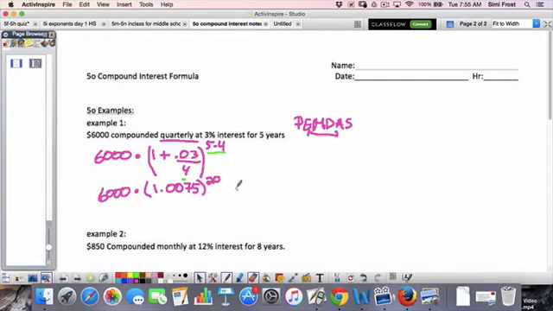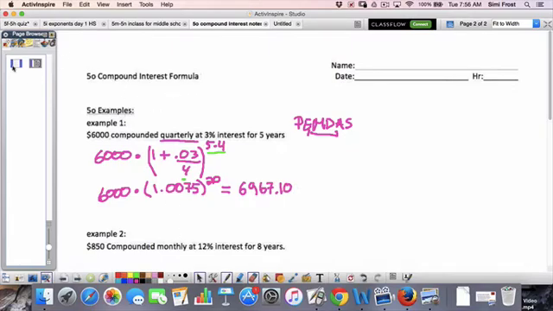And now you can just plug all this into your calculator. And for this problem here, we end up with $6,967.10. And you can see that this person who invested $6,000 for 5 years made $967.10. So a much bigger profit there.